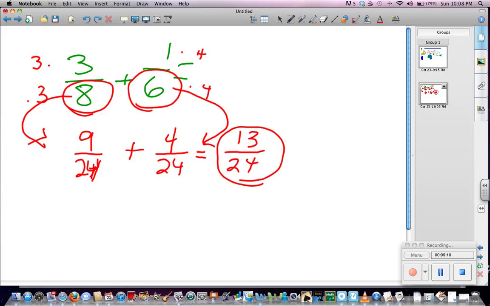Is that the answer that you got? Well, very good. Before you decide that this is the end of the road, that your problem is complete, you have to make sure that this fraction is fully reduced. So you have to decide, is there any number greater than 1 that can go into 13 and 24? Since 13 is a prime, the only factors it has are 1 and 13. And 13 does not go into 24. So this problem is reduced, and that is the final answer.